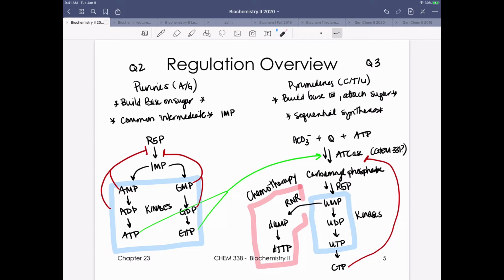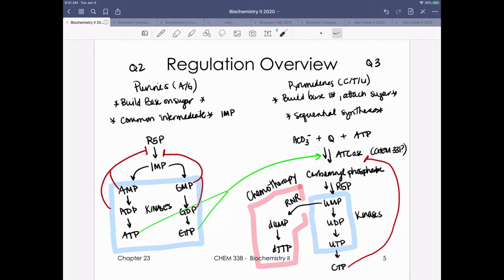And I do want you to know that the difference structurally between U and T is a single methyl group. So adding on a methyl group is going to be really important chemistry. And we're going to talk about things like MTHFR again because that methyl transfer chemistry is really important to this process. So one last thing to add on here.